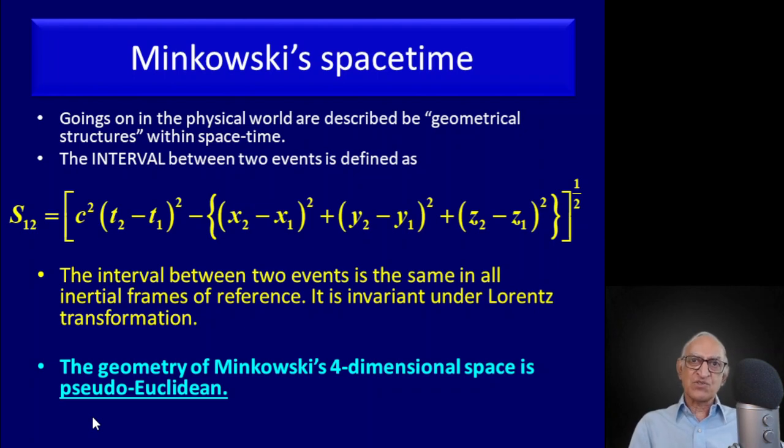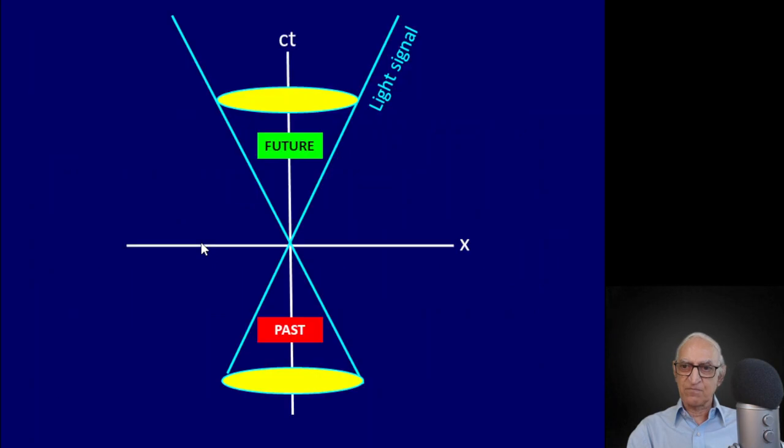So Minkowski suggested that in the absence of gravity, the space-time of special relativity has a non-Euclidean geometry, but it is just a pseudo-Euclidean geometry. It is still a plane geometry, but it is pseudo-Euclidean. It is not Cartesian geometry.